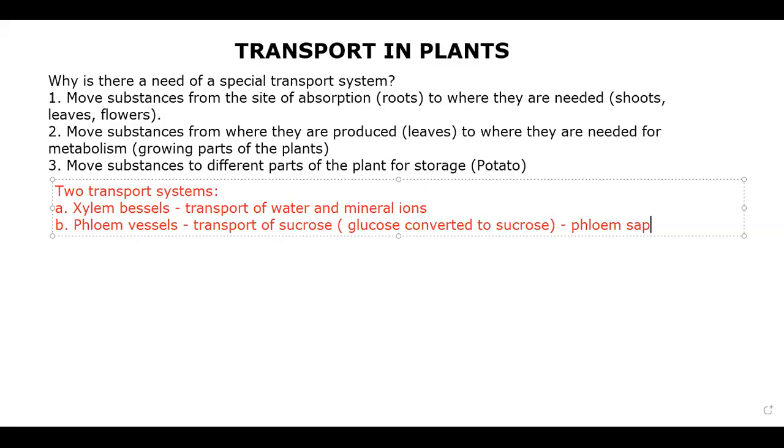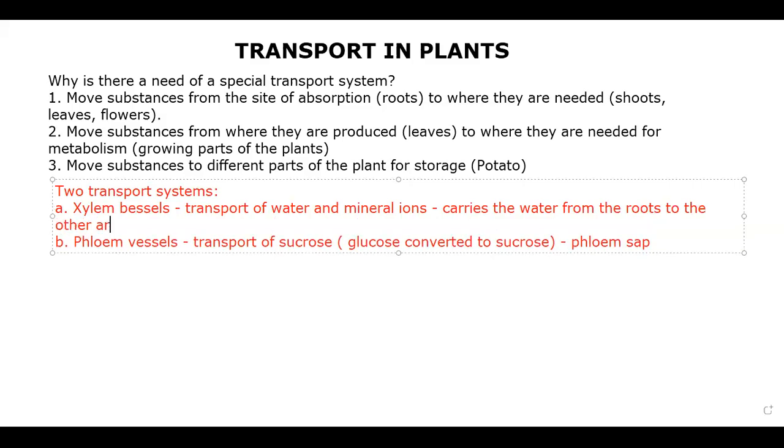When we're talking about the xylem vessel, the xylem vessel carries the water from the roots to the other areas of the plant. The movement is unidirectional. Unidirectional means that it only takes place in one direction. The movement is in one direction only, from the roots to other parts of the plants.